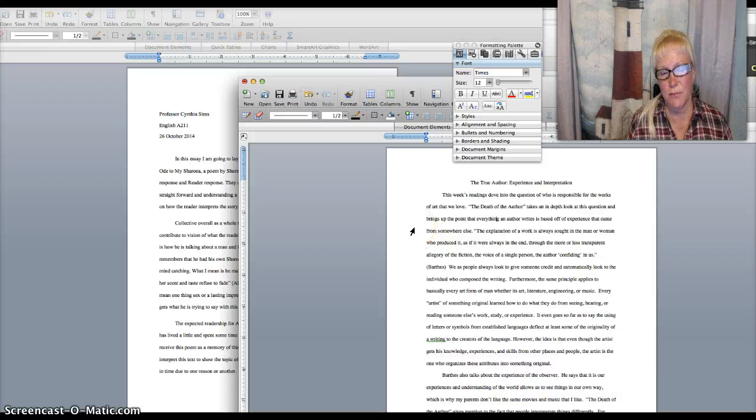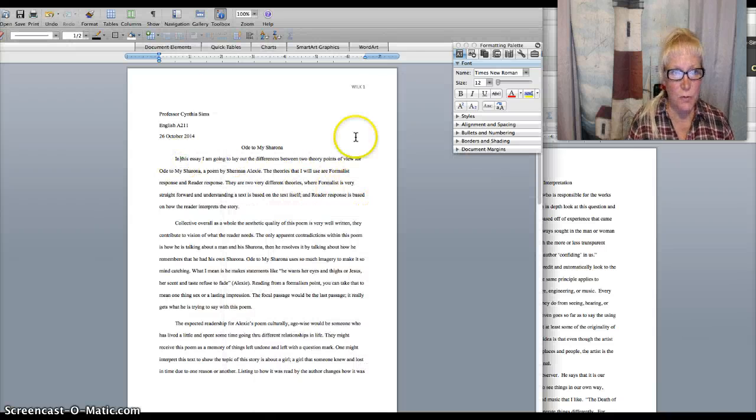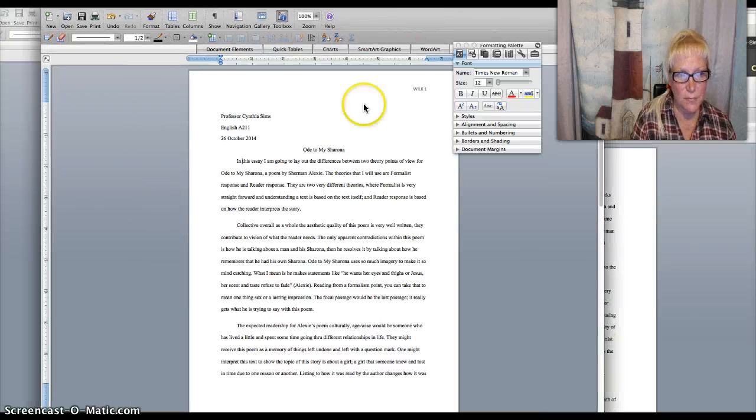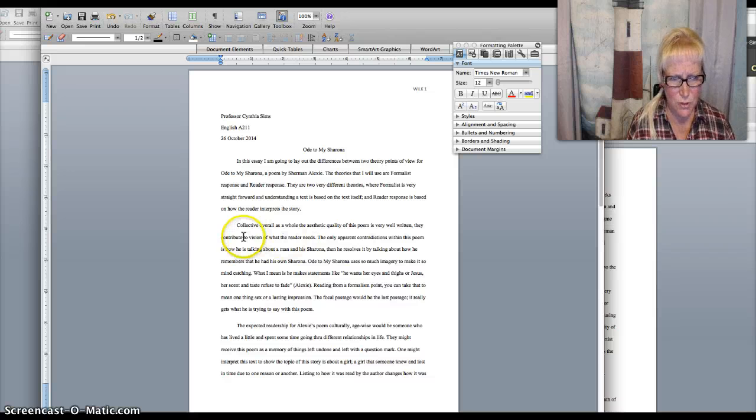Each of these theories does something very specific. So what I want you to do is look specifically at what that theory does and then do that to the writing in the way that the theorist would. So when we're looking at My Sharona, I understand what the author is going to do in this essay. We're going to look at two different things: formalist response and reader theory. So reader response theory. So collective overall, the aesthetic quality of the poem is that it's well written and it contributes to the vision of what the reader needs. So I'm not really sure what that is, whether that's reader response or formalist theory.